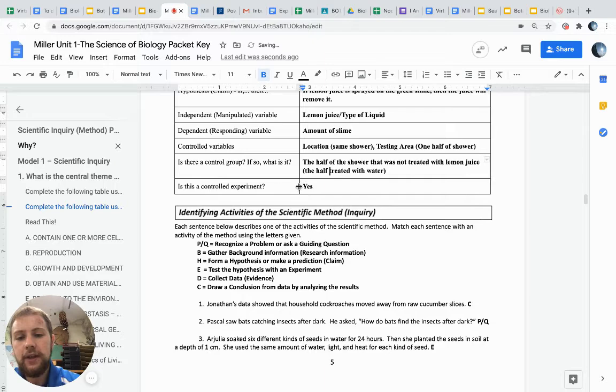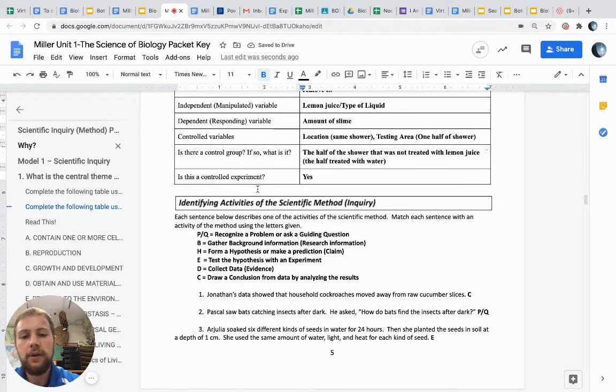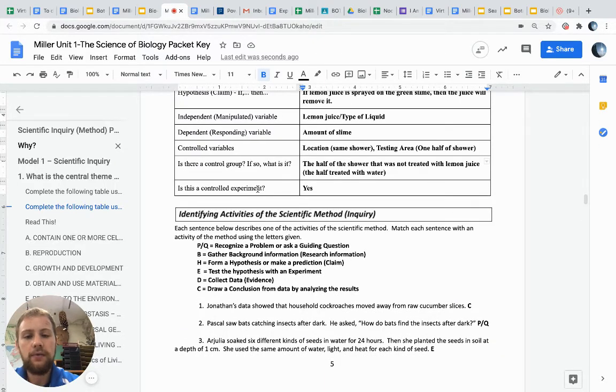So the question is, is this a controlled experiment? Because we have only used one variable, only one independent variable, I would call this a controlled experiment, absolutely.